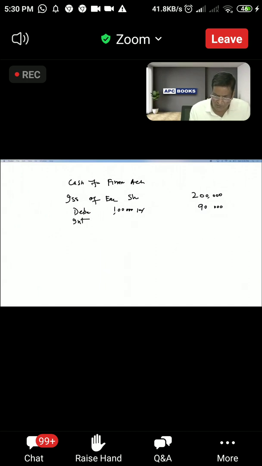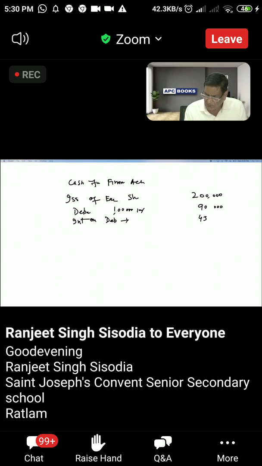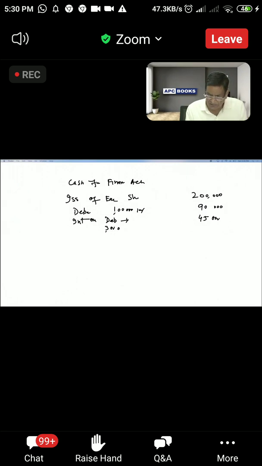Interest on debentures. You will calculate, that's very simple. Debentures were issued on 1st July, so you will get it. On 3 lakh, 12% means 36,000. Debentures have increased 1 lakh, 12% for 9 months. That's simple. Interest on debenture, every teacher will do. It amounts to 45,000, no discussion. So interest on debenture 45,000.